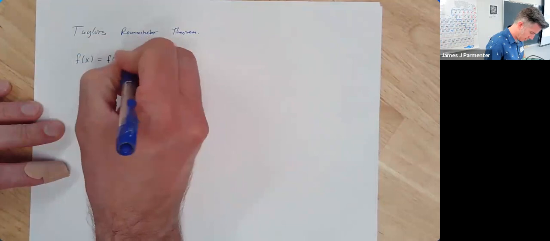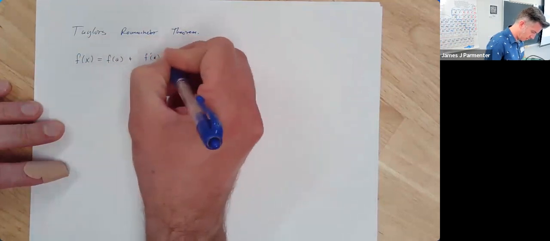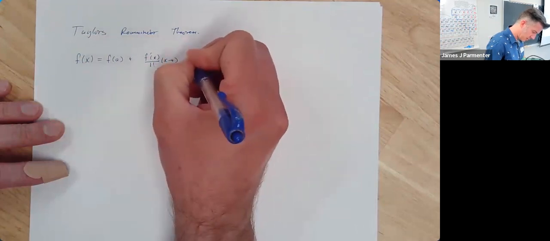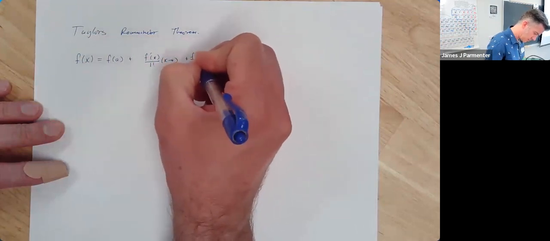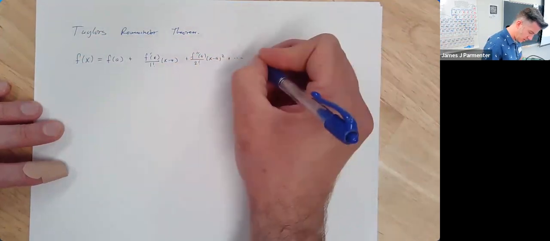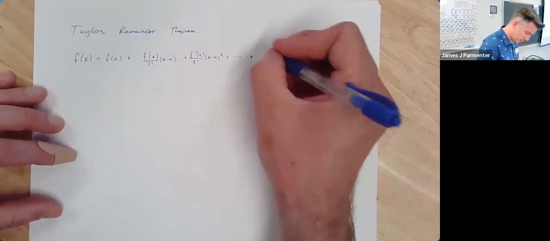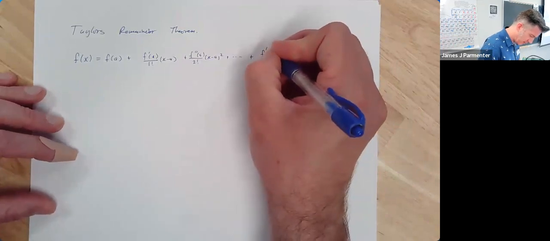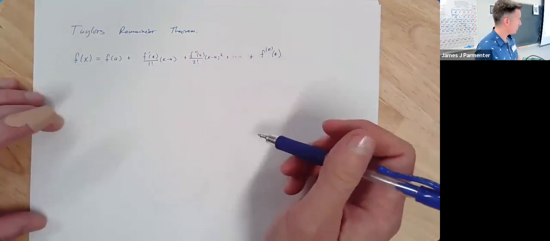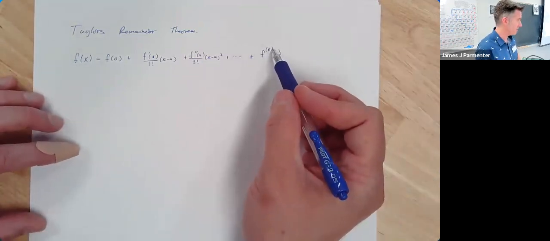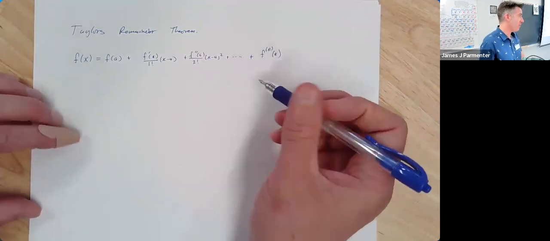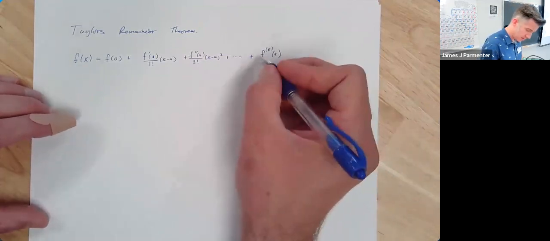f of a plus f prime of a over 1 factorial times x minus a. And then I'm going to write a few more terms. Actually, I'm going to write the nth term out here. So it's going to be the nth derivative of f at a. I should point out, when you're writing an nth derivative, you should write the n in parentheses like that. You don't write the parentheses there.